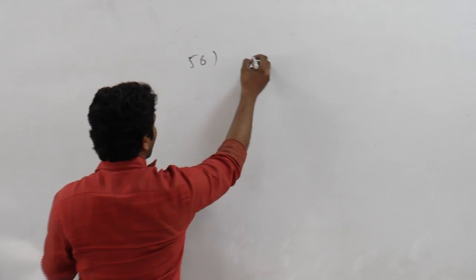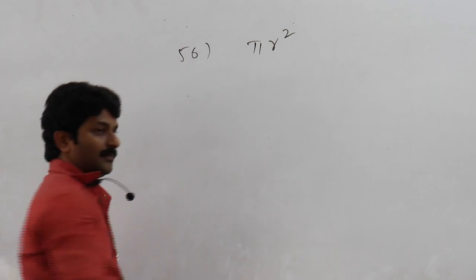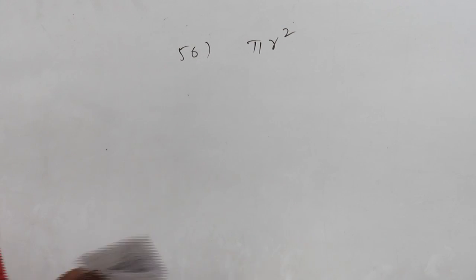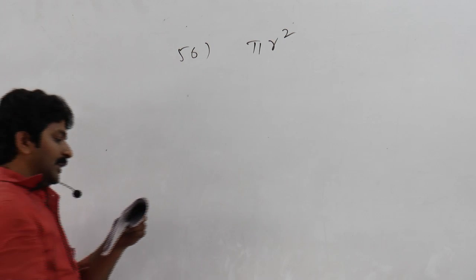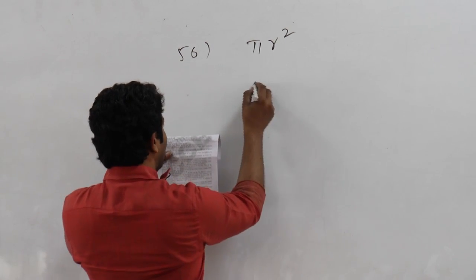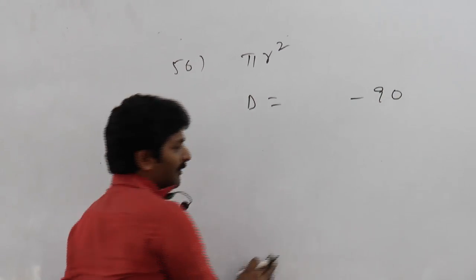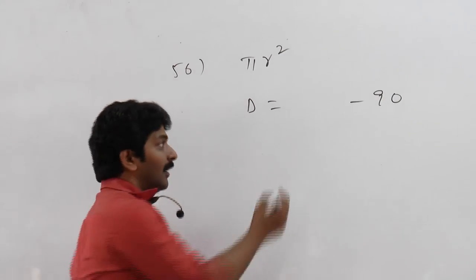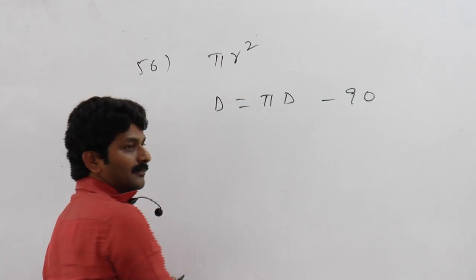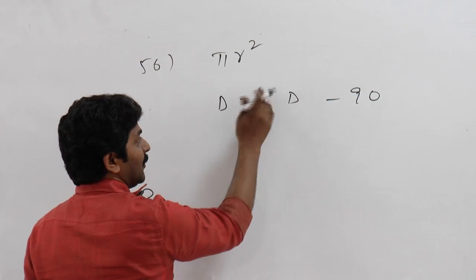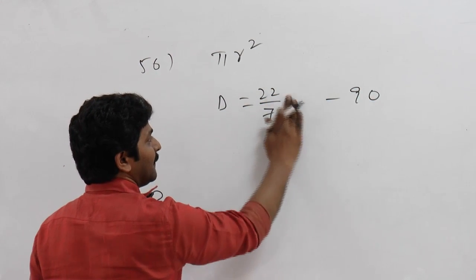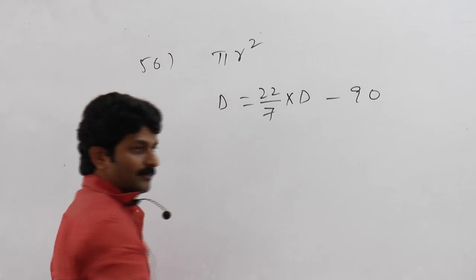What is the area of the circle? Now, first one, what is your answer? Pi r square, right? If you know radius or diameter, you can get your answer. First one, the diameter of the circle is 90 less than circumference. 2 pi r, pi d, 22 by 7 into d.